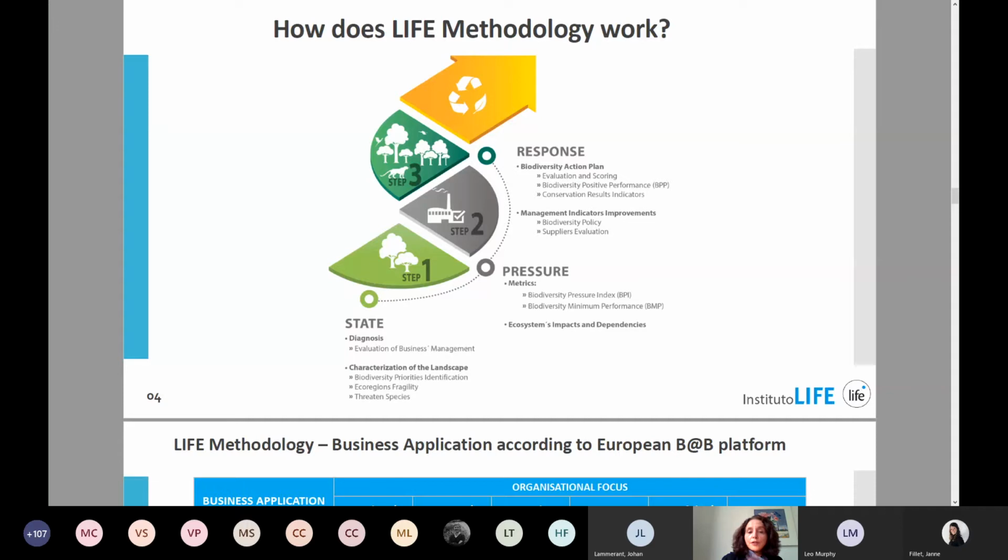After taking a picture and diagnosing the company, we measure the pressure with the Biodiversity Pressure Index and also the Biodiversity Minimum Performance for that company. And we analyze the ecosystem, impacts and dependencies. Once we took the picture and we understand where we are, we calculate the pressure, we require a response. Which kind of response? A concrete biodiversity action plan and improvements on management indicators in order to prevent impacts in the future.